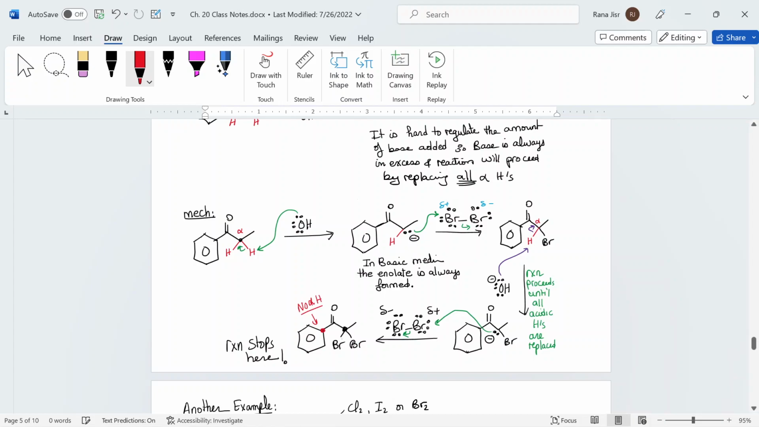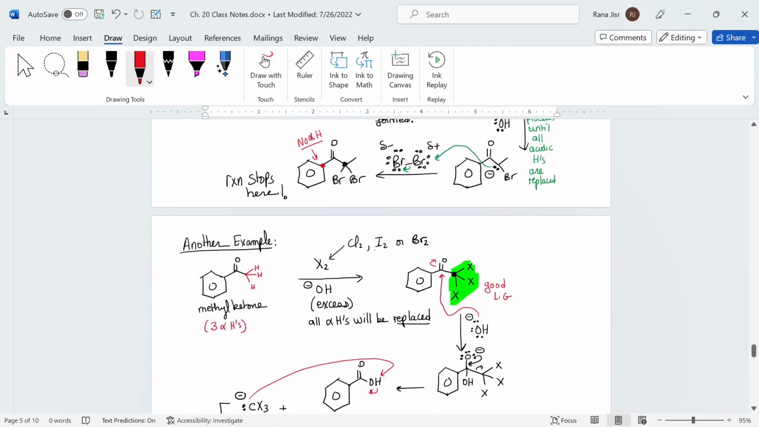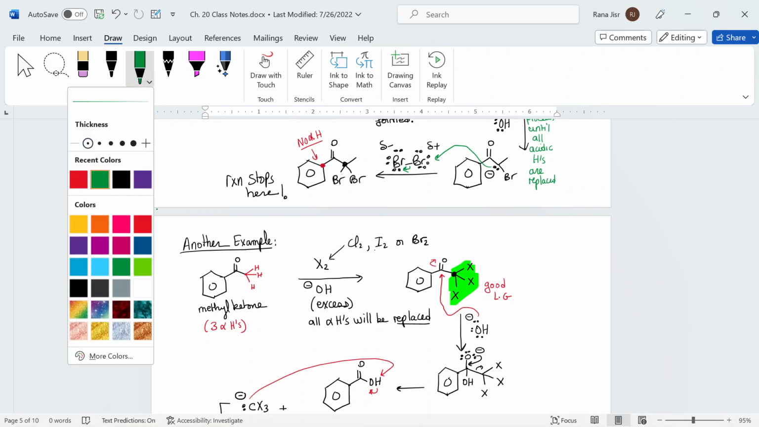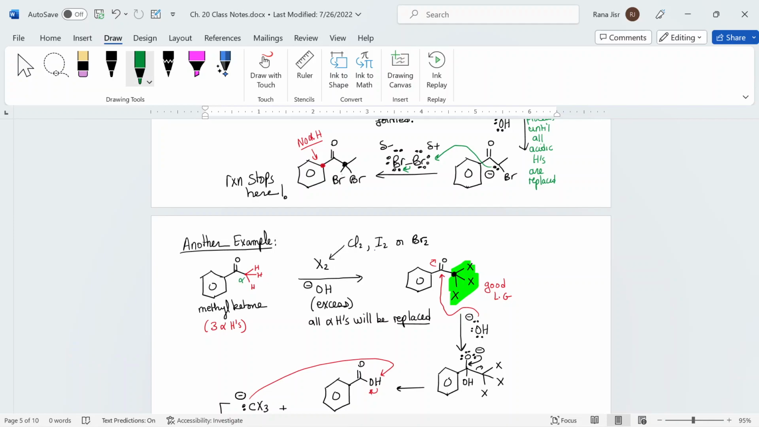If there were alpha hydrogens, then the bromine is going to come to the side and replace every single one of them. But here there is none, so the reaction is going to stop. Let's have another example here. This is a methyl ketone. This is their methyl group. This is the alpha carbon, and the alpha carbon has 3 hydrogens in there.